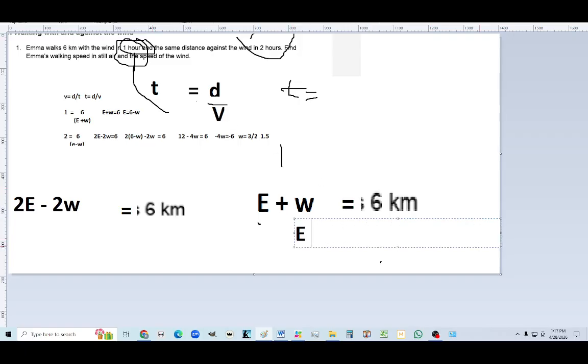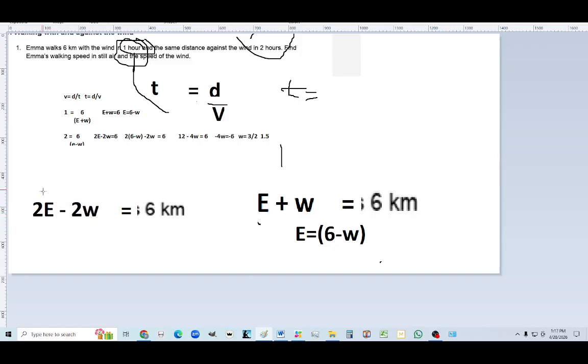You can say E is equal to 6 minus W, or you can say W is equal to 6 minus E. Either one will work and substitute into the other equation. But let's do it for Emma and do 6 minus W and put it in brackets because there's a minus there. Now that I have a formula for E, and this is the secret to solving all two missing equations, you are allowed to substitute anything that is equal to something for something else.